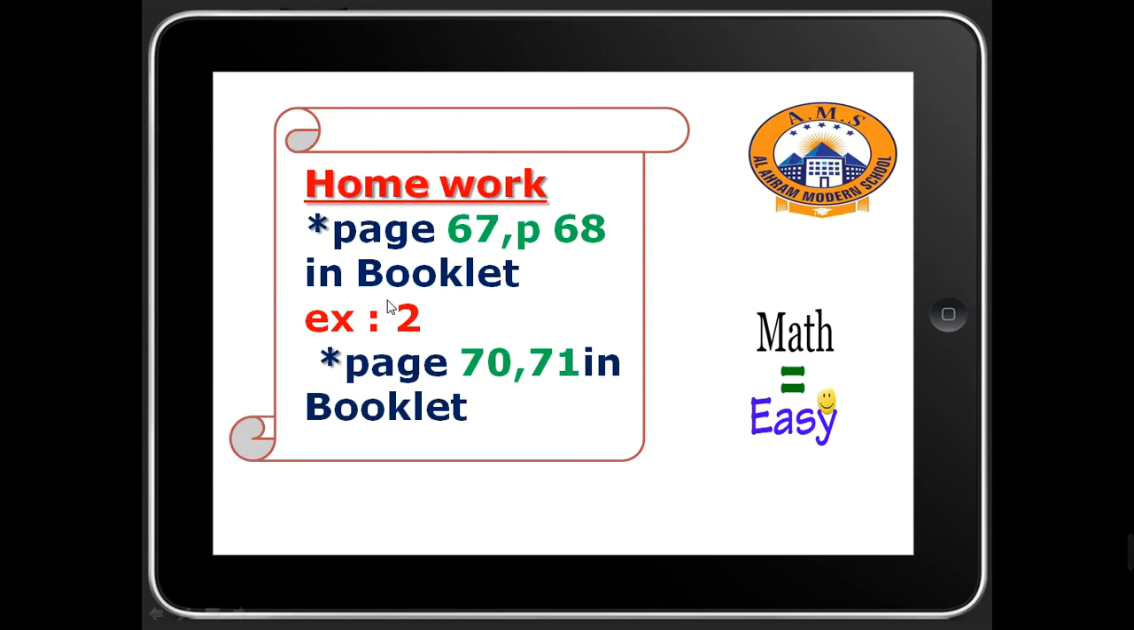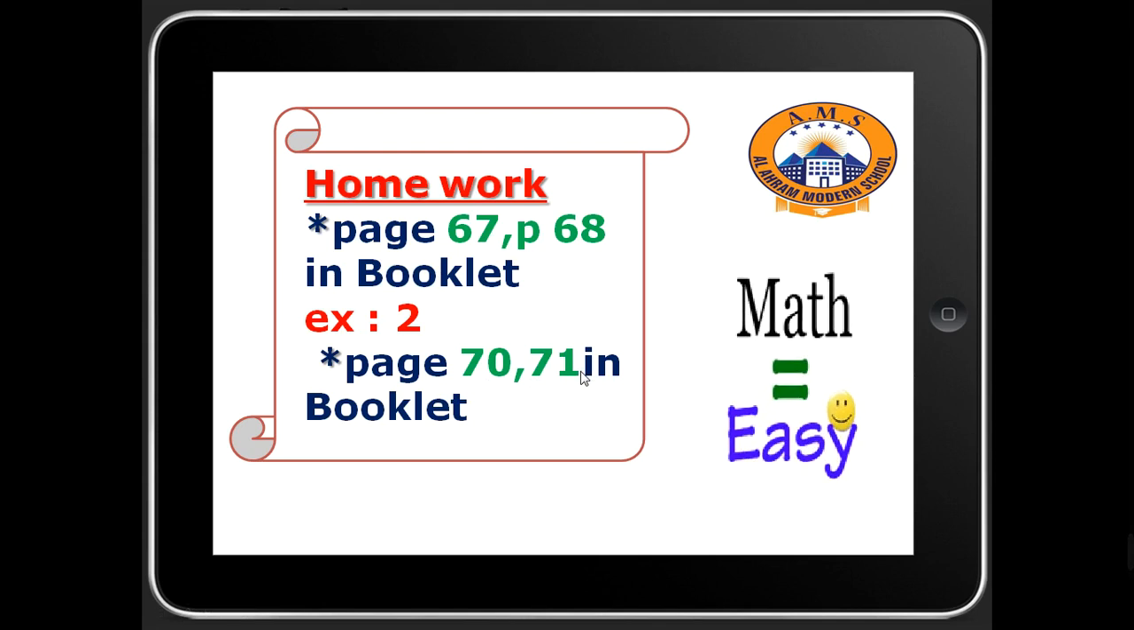So your homework here is page 87 and page 68 in the booklet. You're going to solve exercise 2 in page 86, and also you're going to complete the whole of pages 70 and 71 in the booklet.